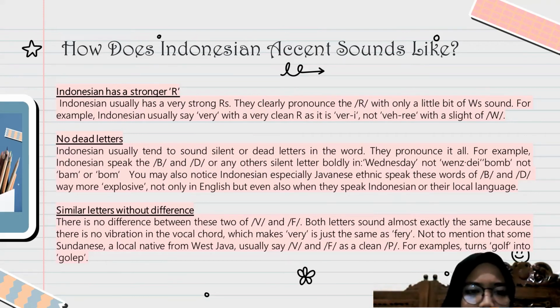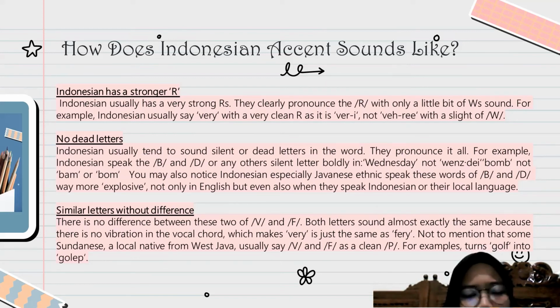The second, no dead letters. Indonesians usually tend not to keep silent or dead letters in a word. They pronounce it all. For example, Indonesians speak the B and D or any other silent letter boldly in Wednesday, not Wednesday, bomb, not bomb. You may also notice Indonesians, especially Javanese ethnic, speak these B and D way more explosively, not only in English, but also when they speak Indonesian or their local language.